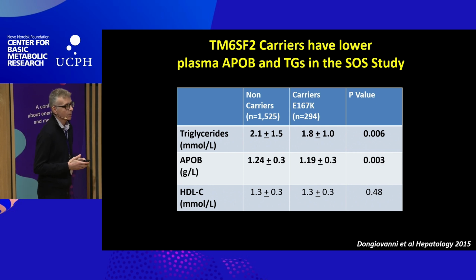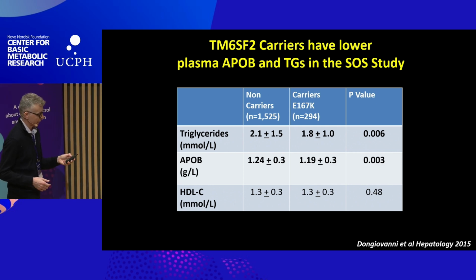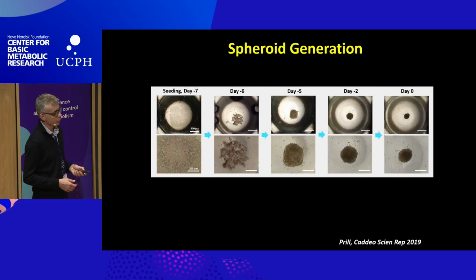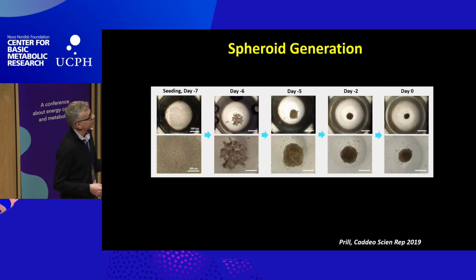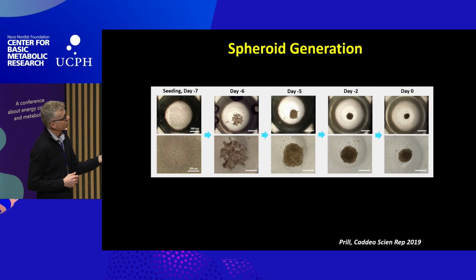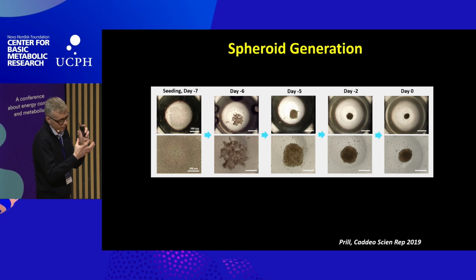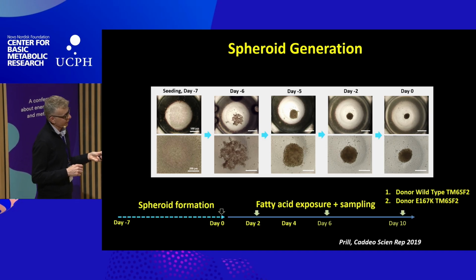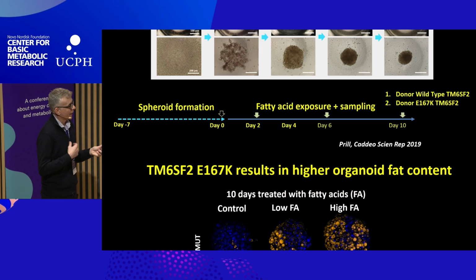So we wanted to understand more. We thought there must be something with ApoB there. So we looked at spheroids, generated with primary human hepatocytes. When you culture them together in a round shape, you see that in a week they form a 3D sphere structure. And then we challenged the spheroid with fatty acid exposure, incubated with fatty acid at 2 different doses. And then we looked at the amount of fat in the spheroid.